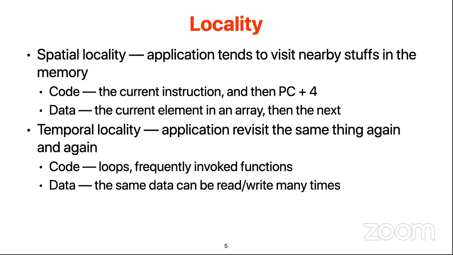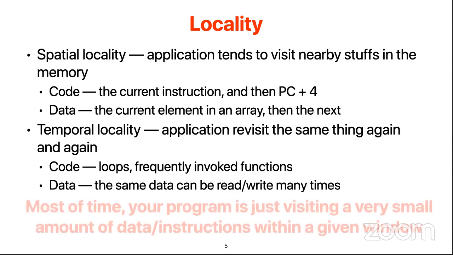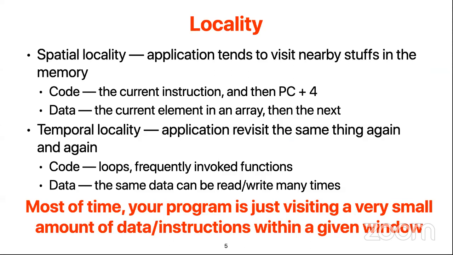And for temporal locality, we know that we like loops. We love loops. So in the code part, we have temporal locality because we revisit the same instruction again and again. And for data, a lot of the algorithms reference data many times and update data many times, so we also have strong temporal locality in data. What really lies behind locality is that most of the time, even though your program is working on a large data set, you are just visiting a very small amount of data and instructions within a given period of time. So that's why the idea of cache works.